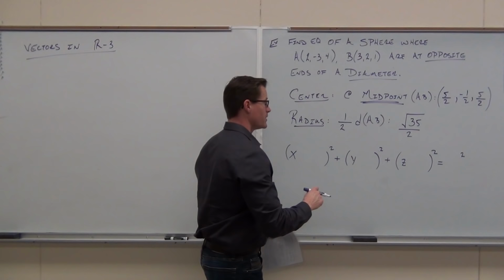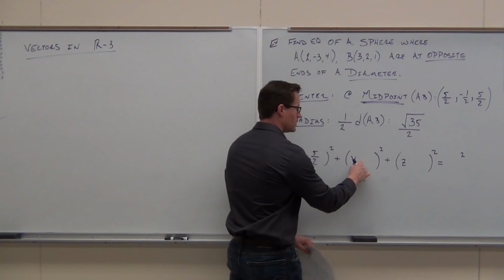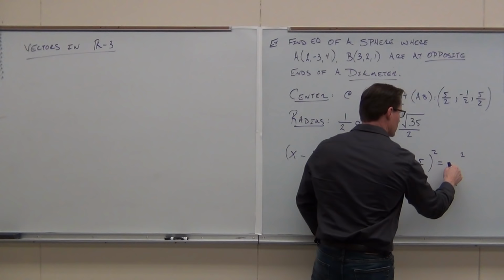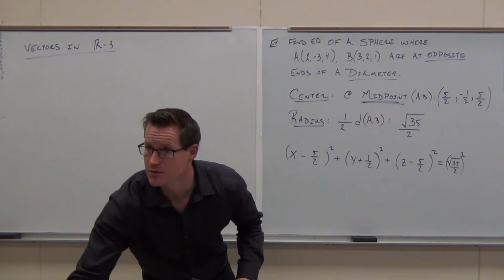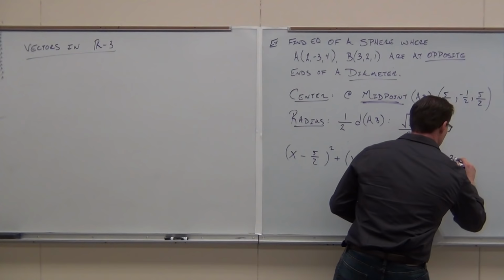Am I gonna have a plus or a minus right here? Minus. Very good. Plus. Minus. 35, square root of 35, if I leave that square there, yes. And then if I actually go ahead and square it, if you gave me this, then that's the correct answer also.